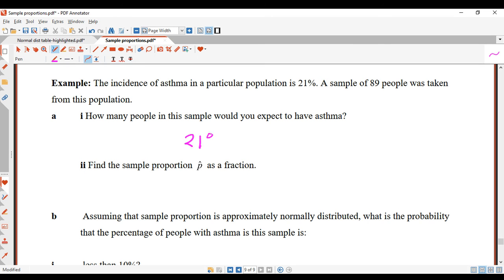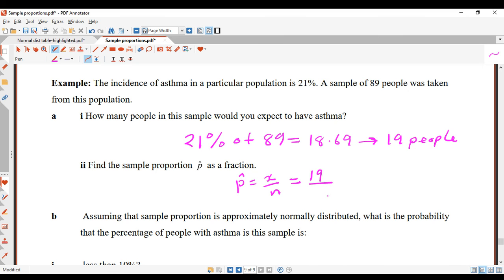So you're just going to find 21% of 89. You should get 18.69, which will round up to 19 people, approximately. Now find the sample proportion as a fraction. Just remember what the formula is: X divided by N. Our sample proportion will be, the value of the random variable is 19, and 89, because 89 is our sample size. We will need that information a bit later.